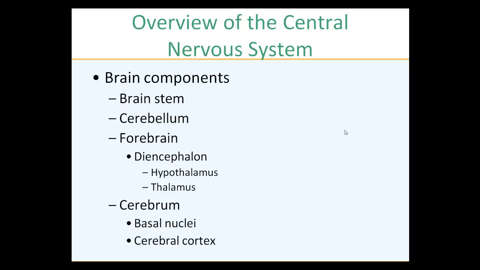And finally, but not least, last but not least, will be our cerebrum, or the cerebral hemispheres. Cerebral hemispheres will have the cerebral cortex, but we also have what we call basal nuclei or basal ganglia, and we will talk about each and every one of those in the next few slides.